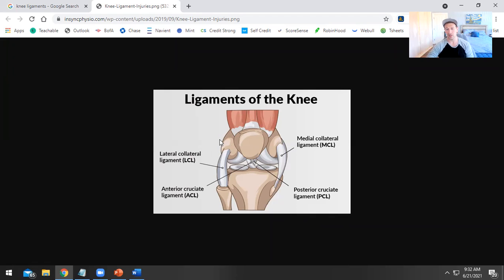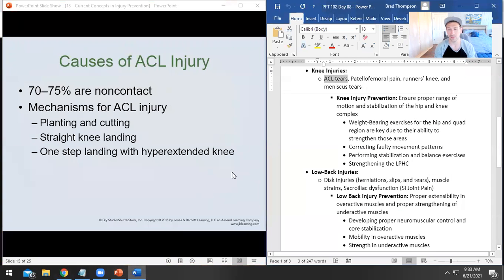So LCL is on the lateral side. You can see there's our fibula down here, right? So it attaches my femur to my fibula, and my MCL attaches my femur to my tibia, right? And so these are creating stability on the outside of the knee, and then the ACL and the PCL are creating stability inside the knee. So you got the cross, and you got some on the outside. So those are the ligaments of the knee that are creating all that stability.